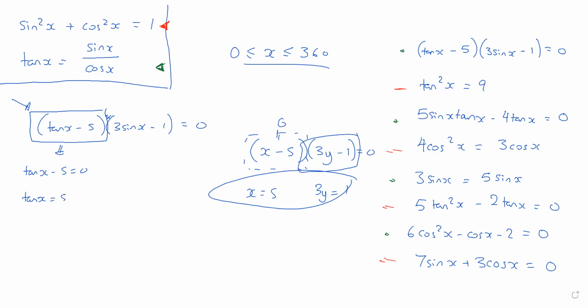So that's one thing. We've got one of them down to tan x equals 5. This one, we're just trying to find whatever would make that bracket equal to 0. Rearrange it, 3 sine x equals 1. Brilliant. Sine x equals a third.